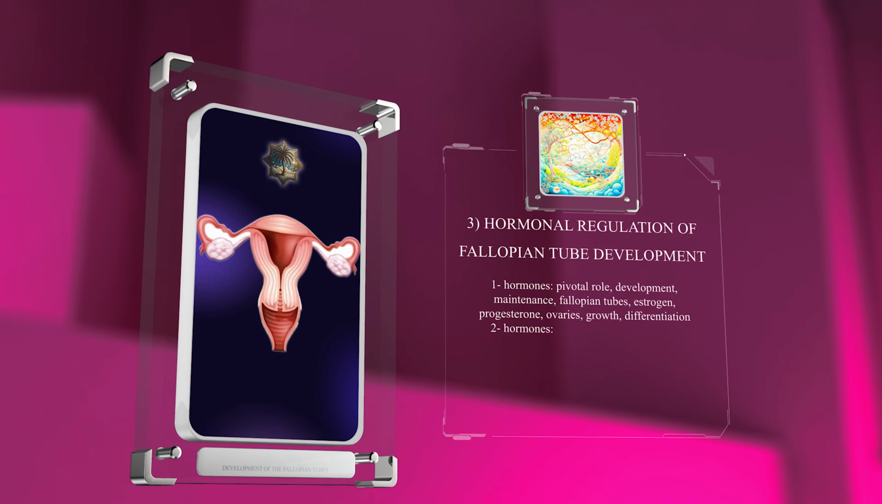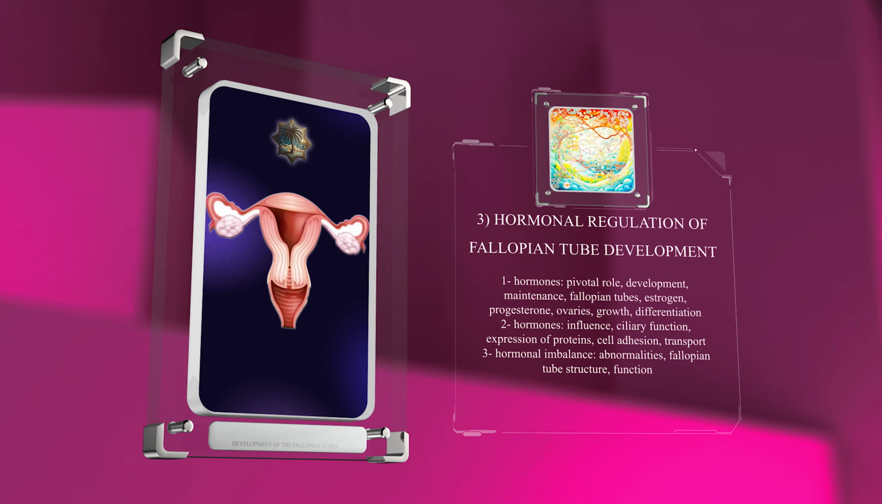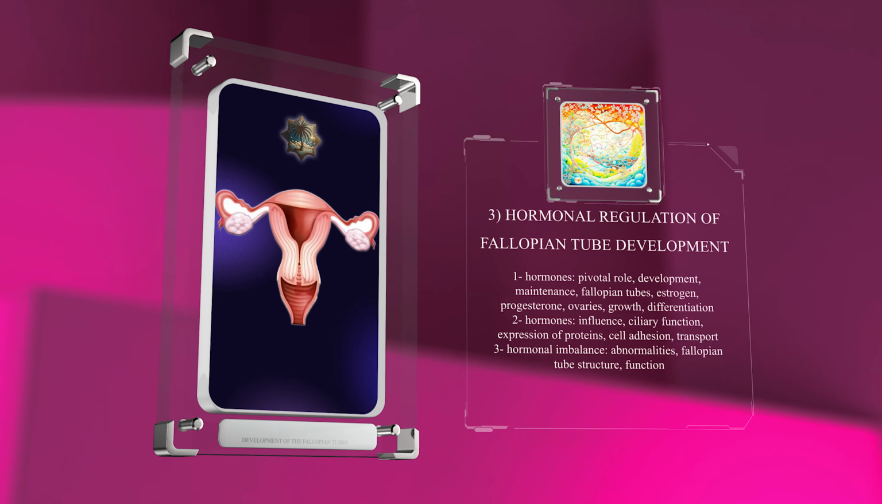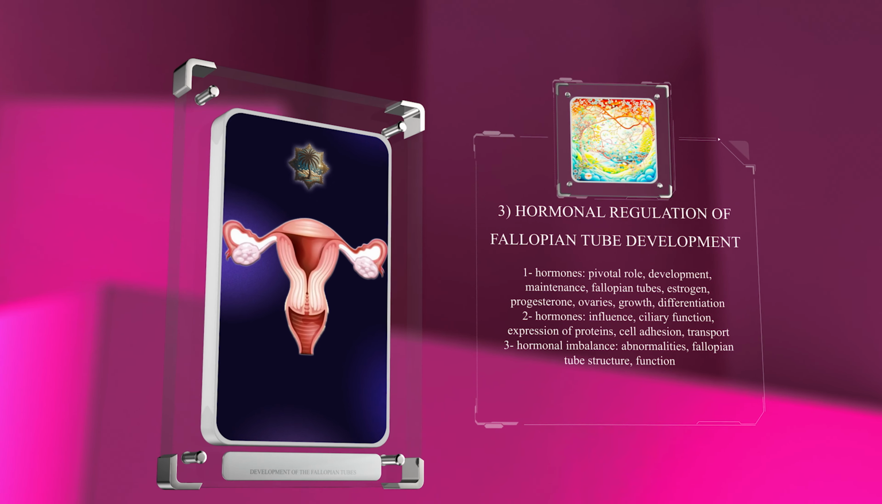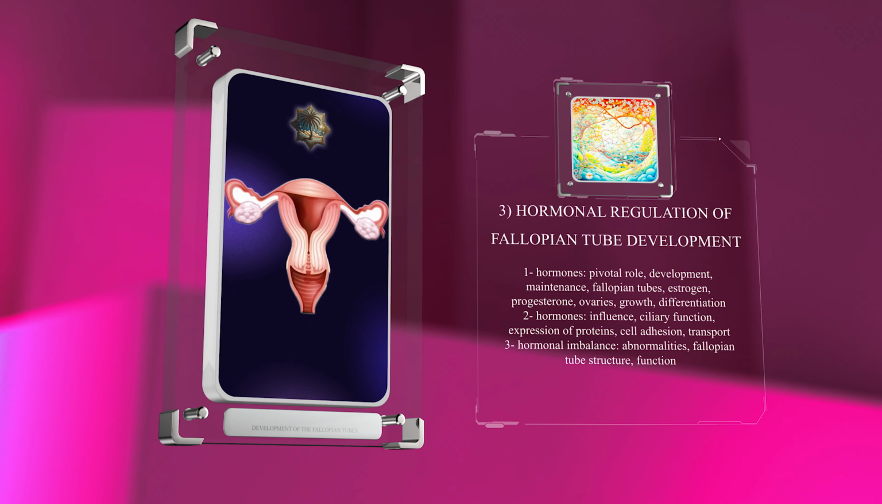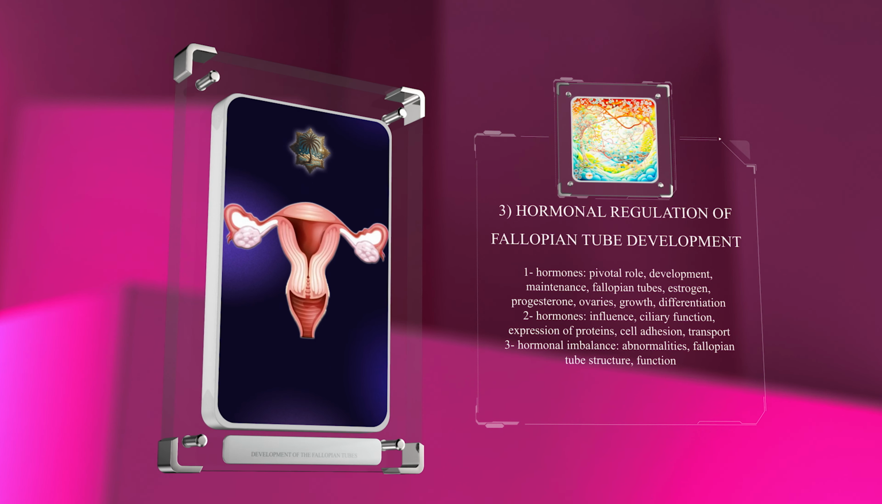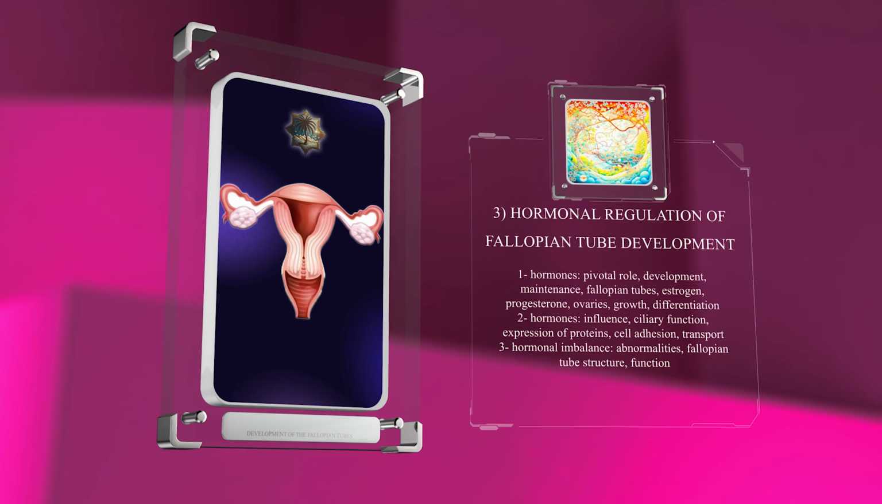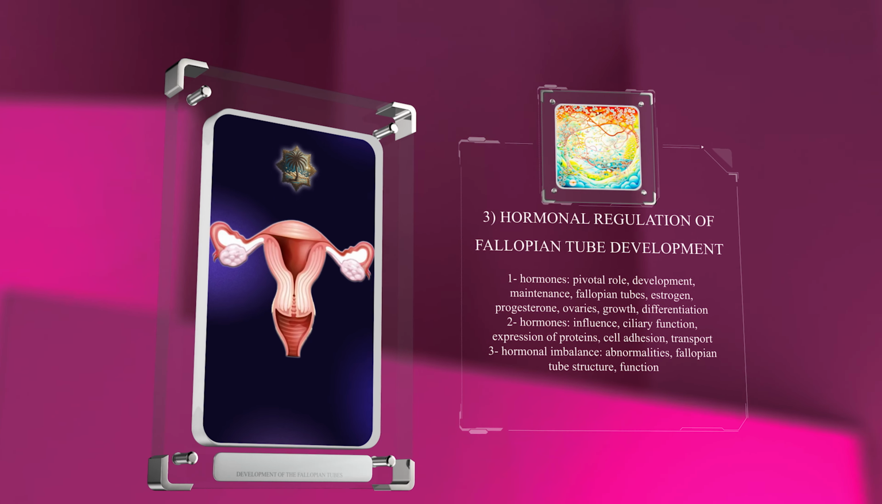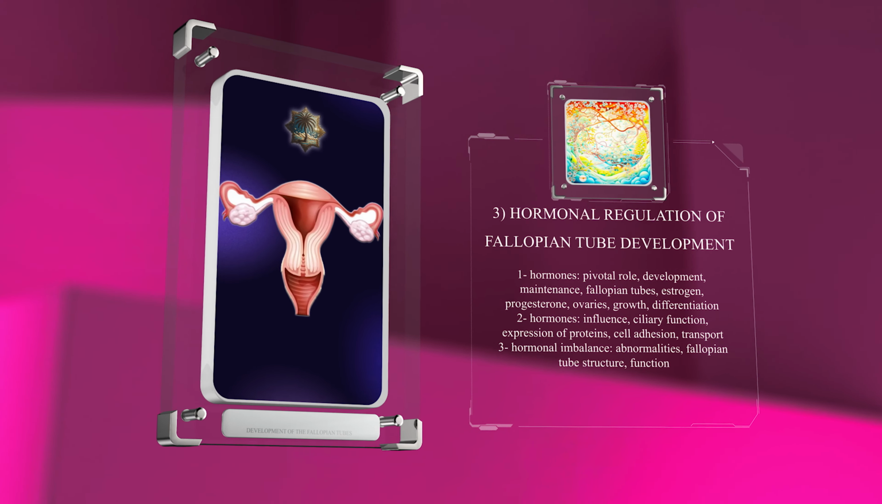Hormones play a pivotal role in the development and maintenance of the fallopian tubes. Estrogen and progesterone, produced by the ovaries, regulate the growth and differentiation of fallopian tube epithelial cells. These hormones also influence ciliary function and the expression of proteins involved in cell adhesion and transport. Any hormonal imbalance during development can lead to abnormalities in fallopian tube structure or function.